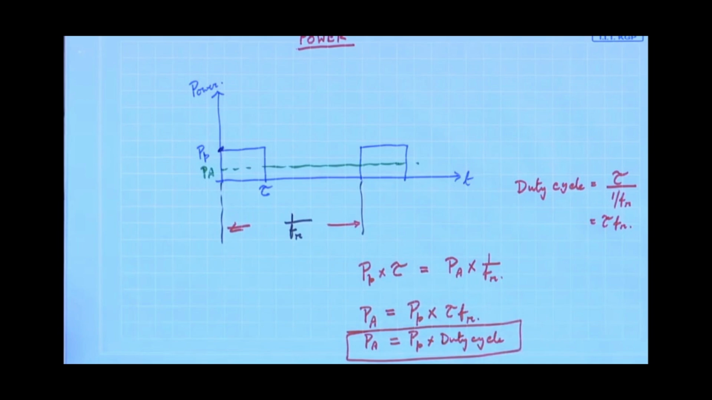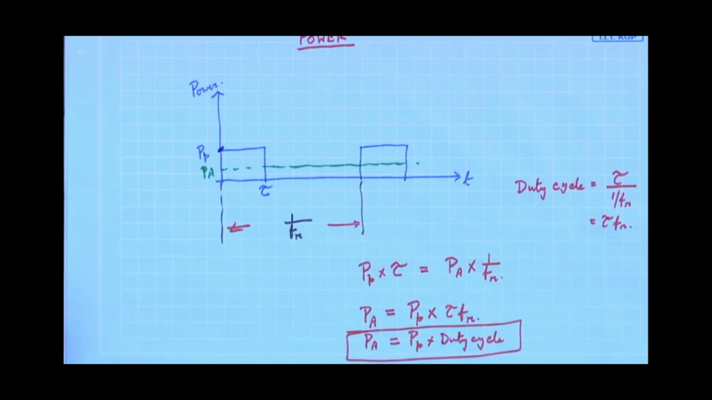or FR. The formula to calculate average power, PA, is derived as PA is equal to PP times duty cycle, where the duty cycle is defined as the ratio of the pulse's on time, tau, to the total period, therefore tau times FR. Thus, average power is equal to peak power multiplied by the duty cycle.